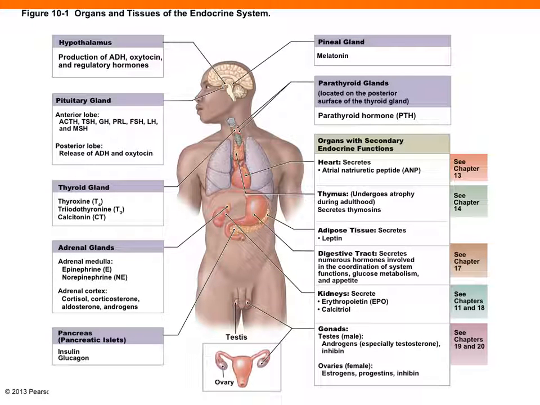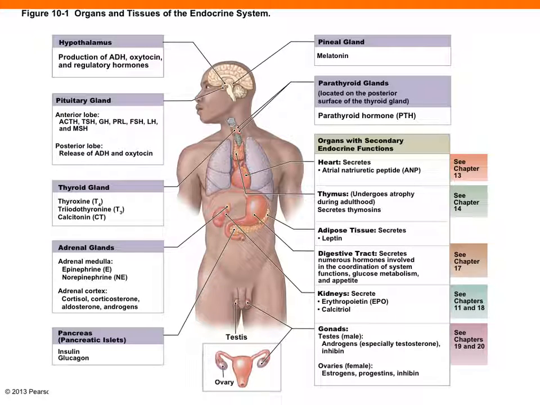This is a fantastic picture. It'll probably be on the test, and it gives you an overview of all the organs and glands and the hormones that they produce. Let's go through it quickly. The hypothalamus produces ADH, oxytocin, and regulatory hormones. The pituitary gland has the anterior lobe that has ACTH, TSH, GH, PRL, FSH, LH, and MSH. The posterior lobe of the pituitary gland releases ADH and oxytocin.